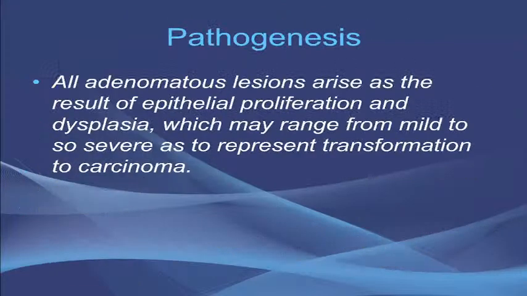I think I have some pictures I'll show you. So all adenomatous lesions arise as a result of epithelial proliferation and dysplasia, which may range from mild to severe as to represent transformation to carcinoma. So from mild, no dysplasia, all the way to carcinoma in situ, basically.